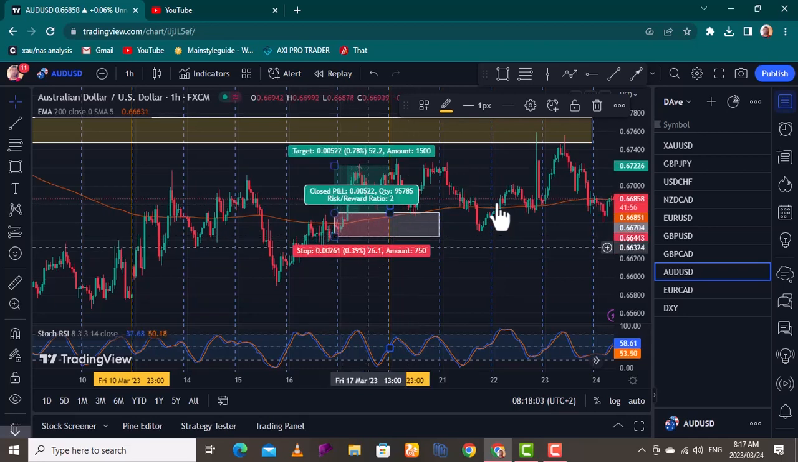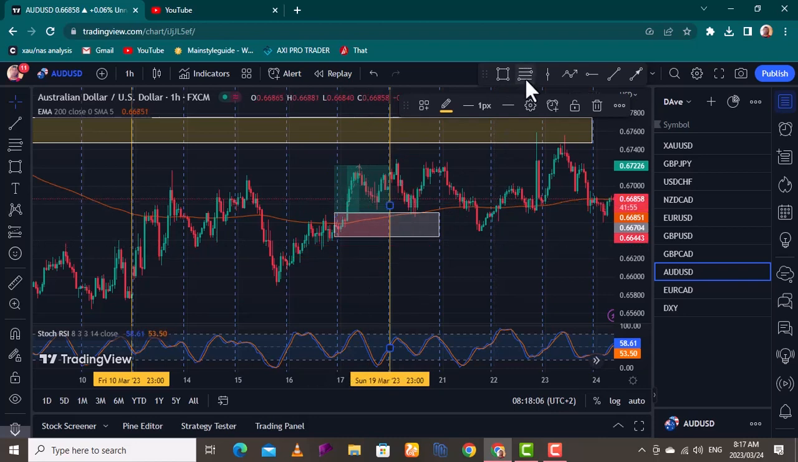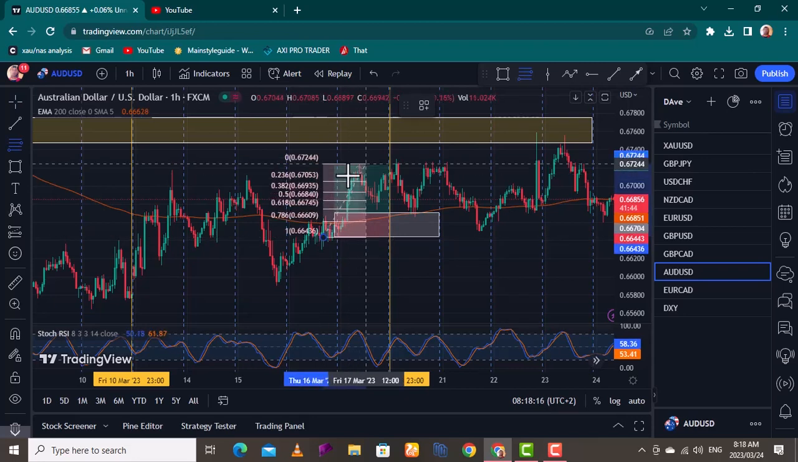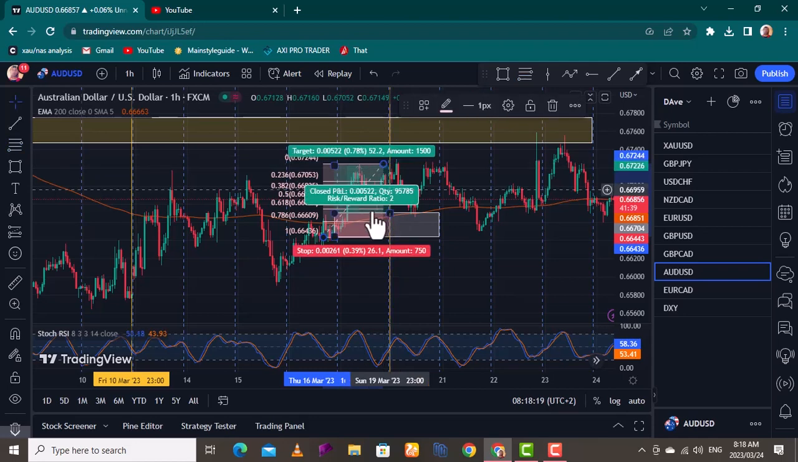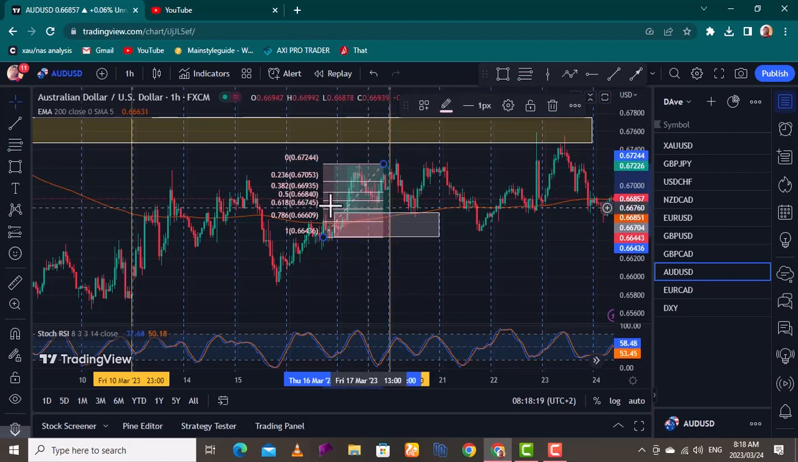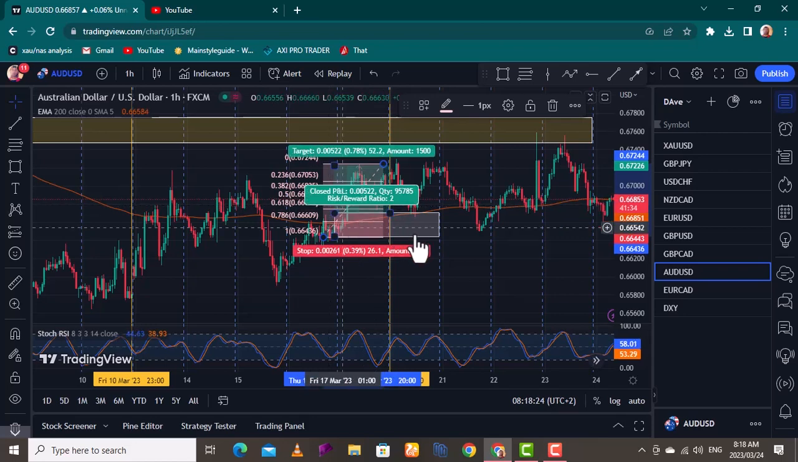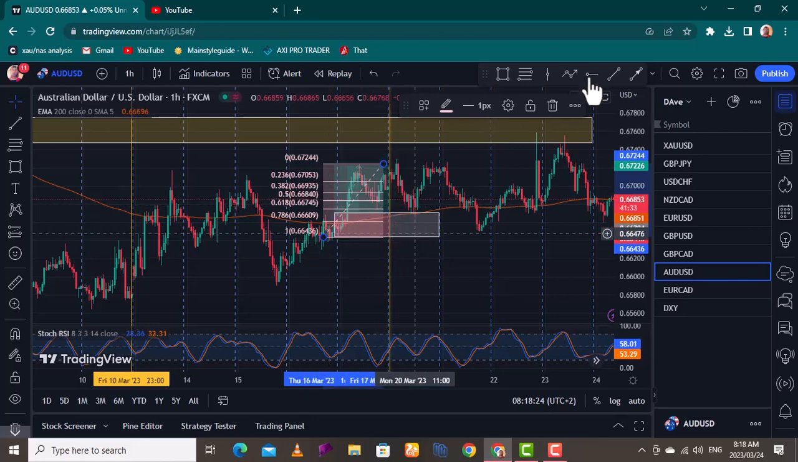So what is in my point of interest? First of all, I purchased the move back up at a premium price. Okay, the Fibonacci told me that we are at a premium price. All right, so between 0.618 and 0.78 is where I took my setup. Okay, so that's the Fibonacci.